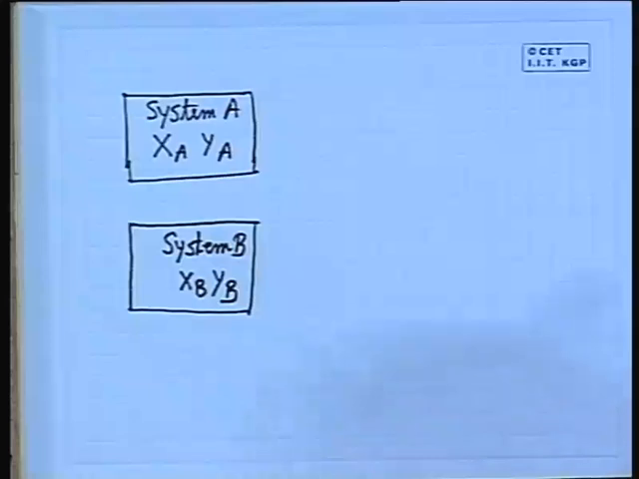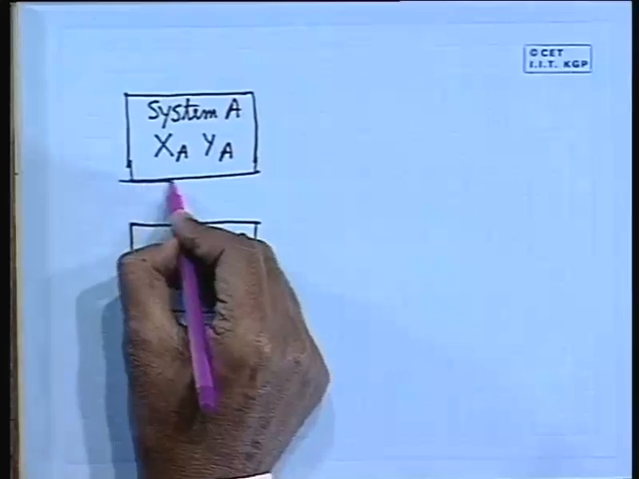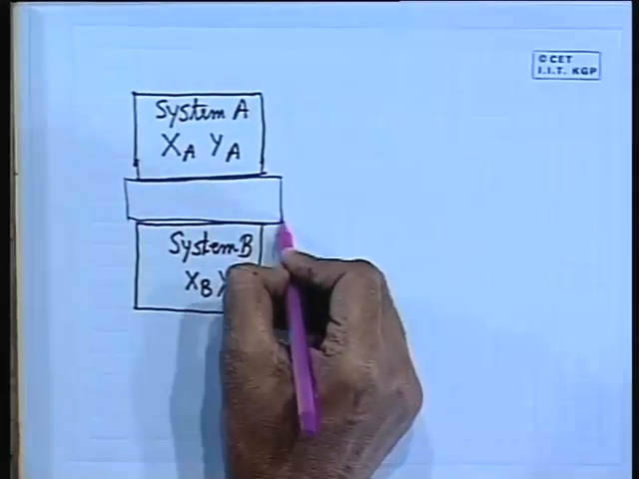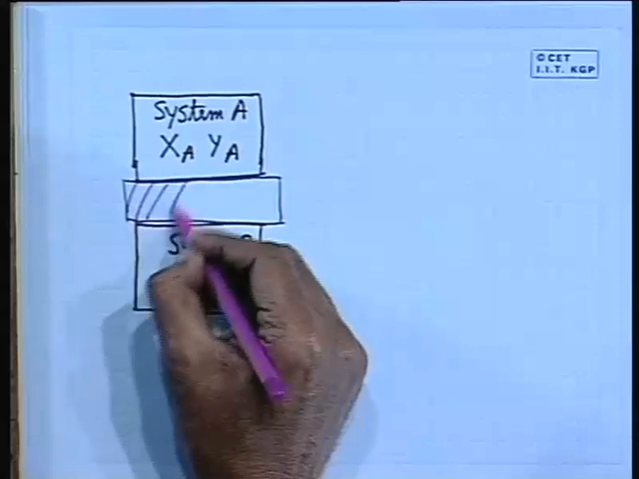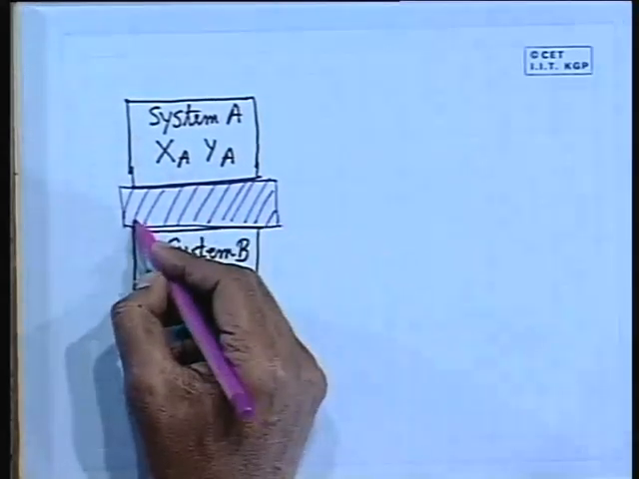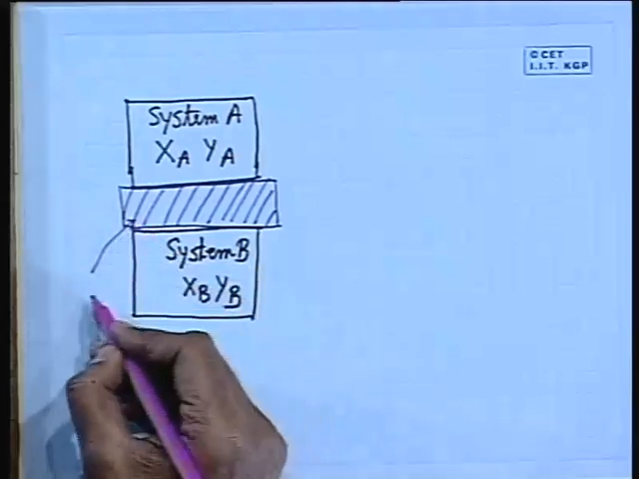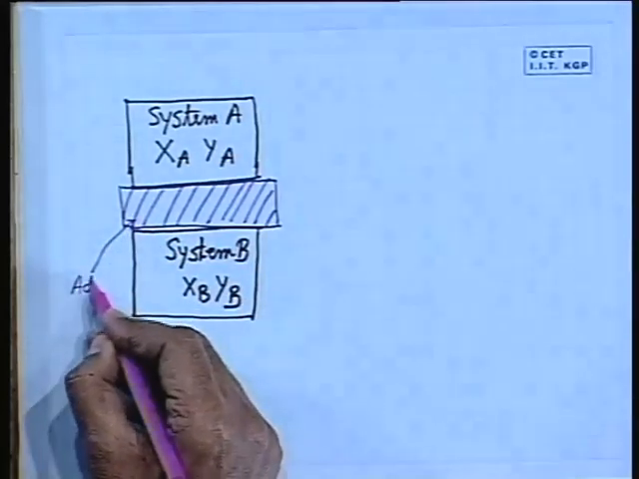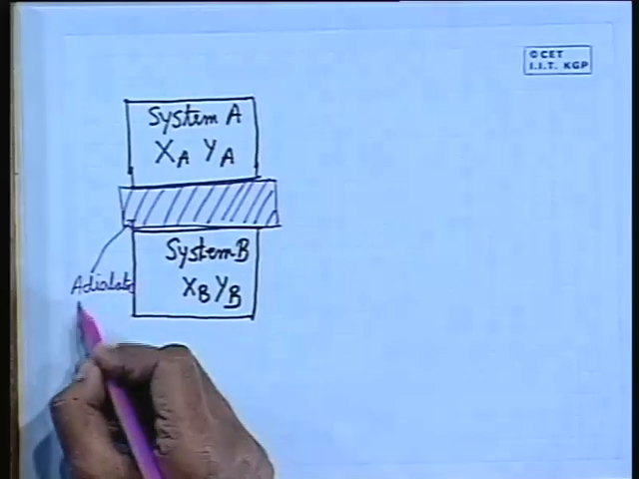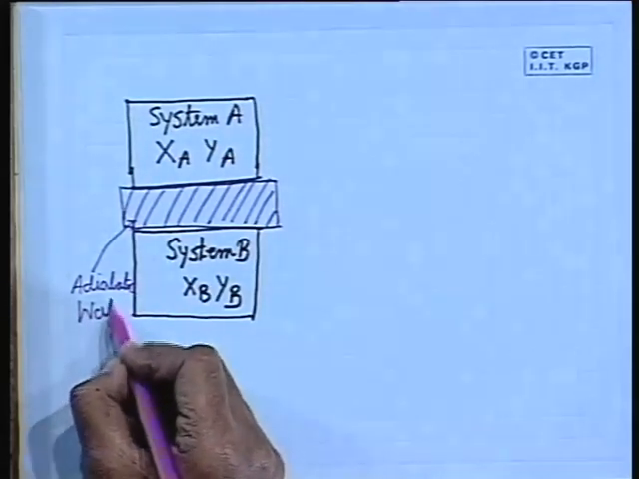And let us connect these two systems by an adiabatic wall. What is an adiabatic wall? You know what an adiabatic wall is. No heat can flow. All the terminologies are known today, but the way it originated in classical physics, I will describe. What is an adiabatic wall?